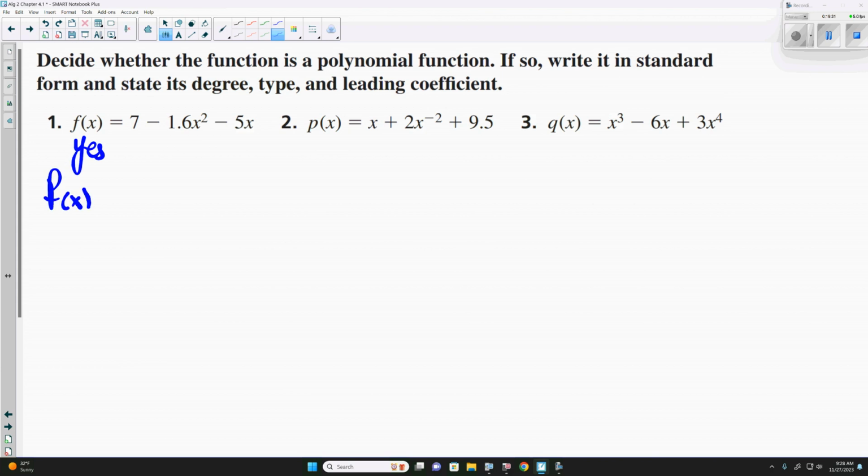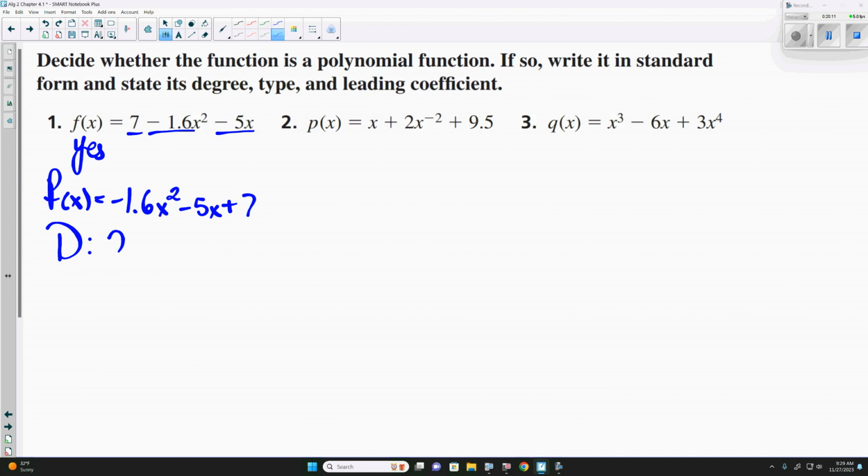Now we do need to write it in standard form. The variable with the biggest exponent is x squared. So we would have negative 1.6x squared. Our next term would be minus 5x plus 7. Since there wasn't a sign in front of 7, it's understood to be positive. So this polynomial function written in standard form is negative 1.6x squared minus 5x plus 7.